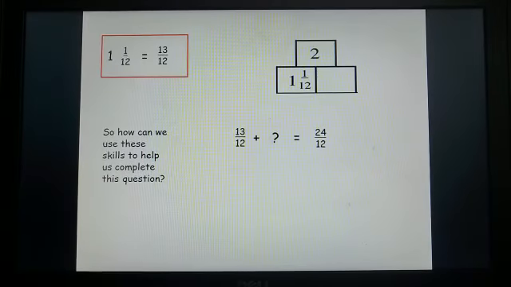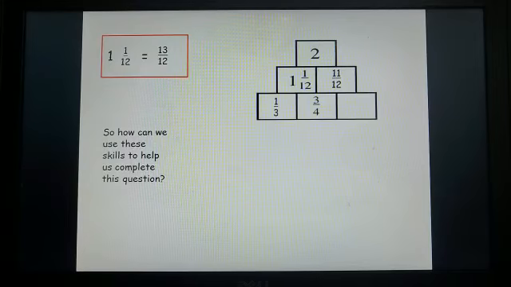Now let's answer the question. 13 add what will equal 24? We know that 13 add 11 will equal 24. Can we simplify this fraction? Is there a times table that we can divide both 11 and 12 by? There's not, so we can't simplify that fraction anymore. Well done, guys, we've completed two parts.